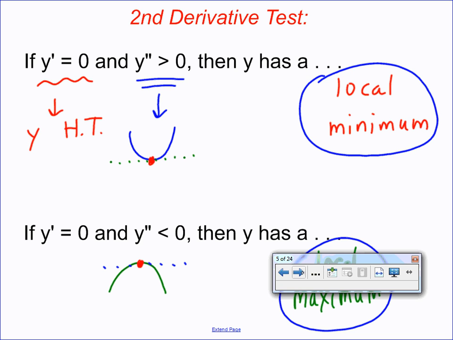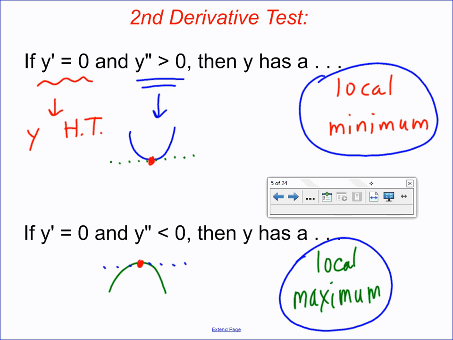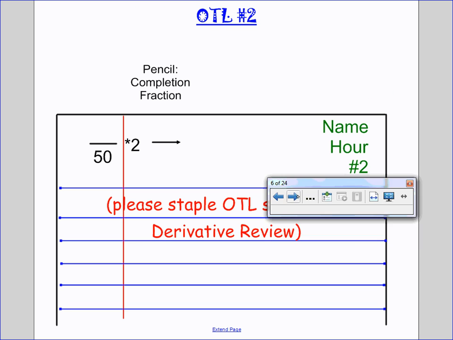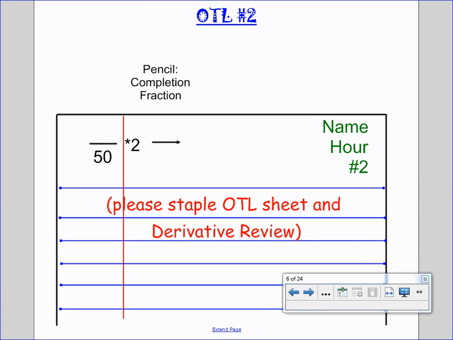What questions do you guys have about our Bellwork discussion today? Thank you for adding the second derivative test to your note sheet. All right, let's go ahead and take care of our derivative review and our OTL sheet along with our bookwork. And so we got the stapler, and I'm going to pause the recording while we get this in order.